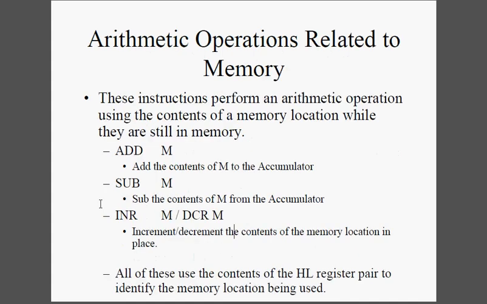Okay, what else? Yeah, this is an example of where you can use this indirect addressing mode at M. So actually it is adding the contents of M to the accumulator. The first thing, it will go into the HL register pair and take the address, and from the address it goes into the memory location, gets the data from the memory location, and adds it to the accumulator.